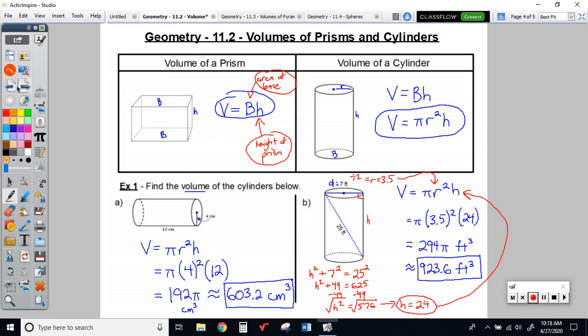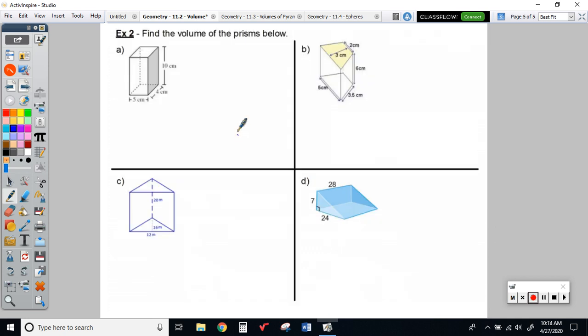And then one more slide, keeping this lesson relatively short here. The volume of all these prisms. So we've got 4 different examples. Looks like a rectangular prism here, 2 triangular prisms down here, and 1 trapezoidal prism.